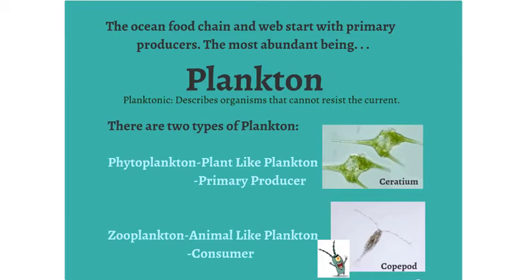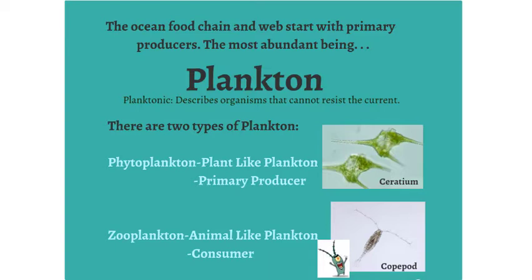The ocean food chain and the food webs will start with primary producers. And the most abundant being in our ocean is plankton. Now, plankton describes organisms that can't resist the current. A lot of people think of really tiny organisms that are plankton. But to use the term correctly, planktonic means anything that cannot resist the current, anything that's at the mercy of the current.